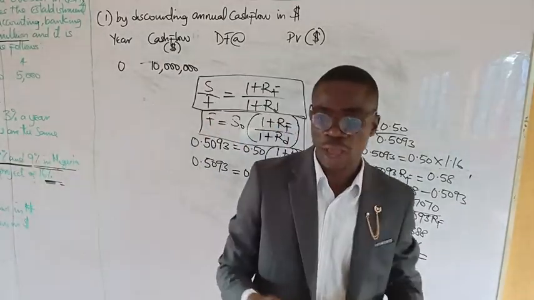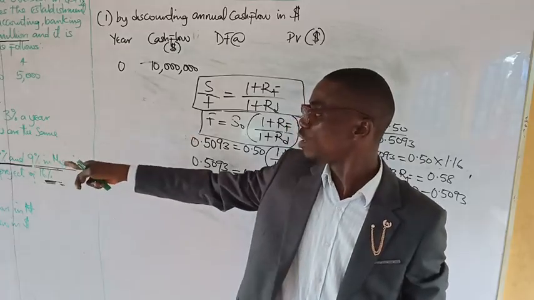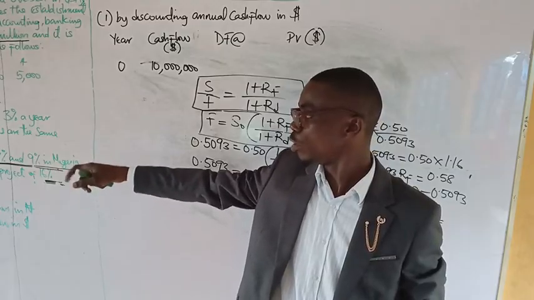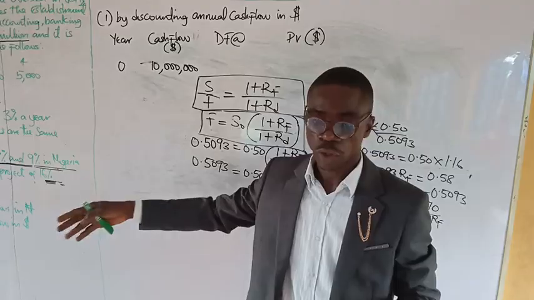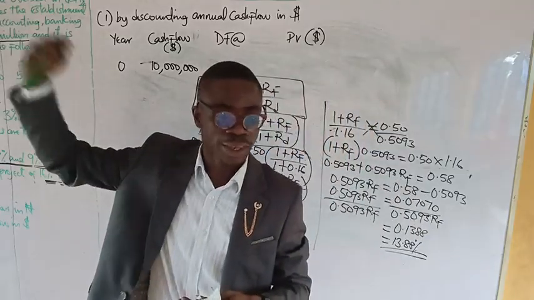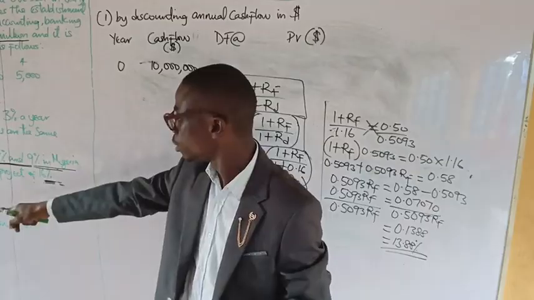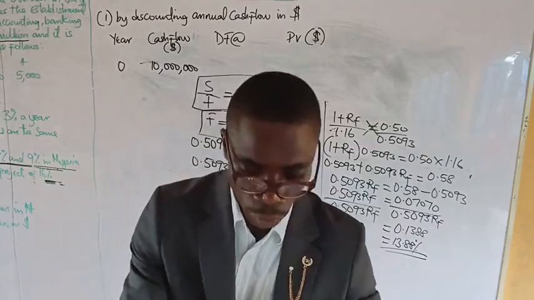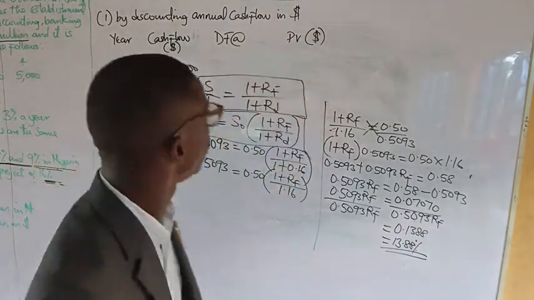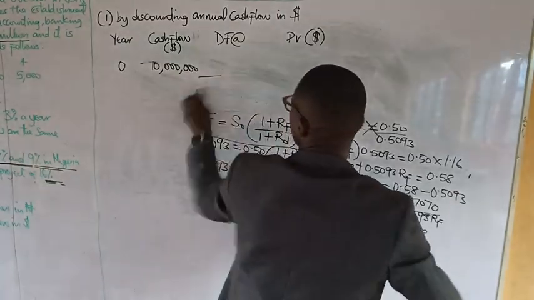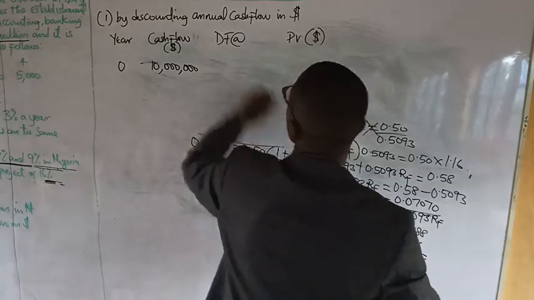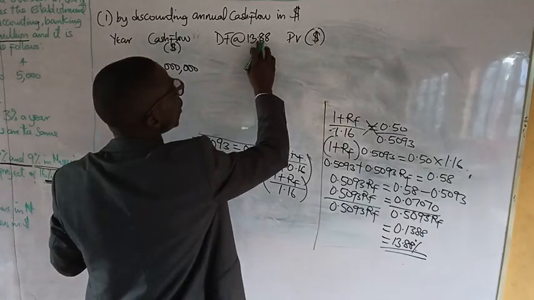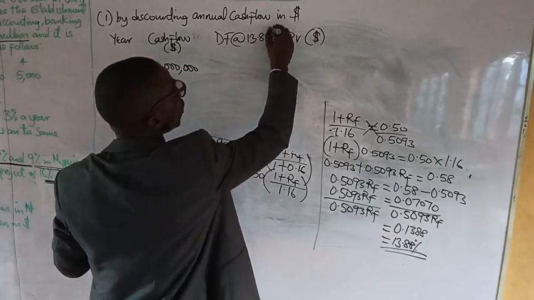But assuming you are given a question and you are calculating the discounting factor, and the return in naira you are not given, it will be direct because you are discounting the annual cash flow in naira. Okay. So since we know the cash flow now, we know the discounting factor is at 13.88%. So let's calculate now.